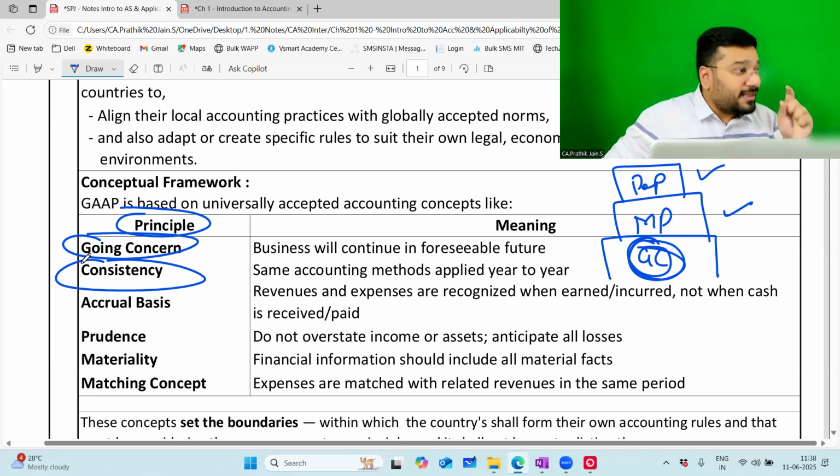No. Like a chameleon. Chameleon, you know chameleon? So like a chameleon, if you keep on changing your colors, will your friends have trust in you? Like that, if the basis of preparing the financial statement constantly changes like a chameleon, will the users of the financial statement have trust in you or in your financial statement?